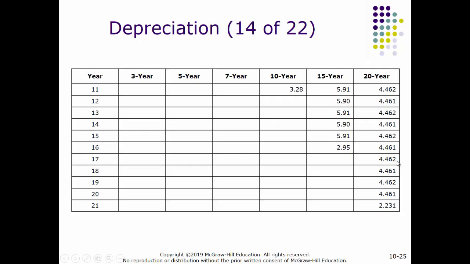So we always have to look at the percentage. These are all percentages, so we would take that percentage for a 15-year property in year 14. But if we sold it in year 16, we would use 2.95 because a half year is already built in there. But if we dispose of it in year 15, this represents a full year's depreciation, 5.91. We'd only be able to take half of that in the year we disposed of it.